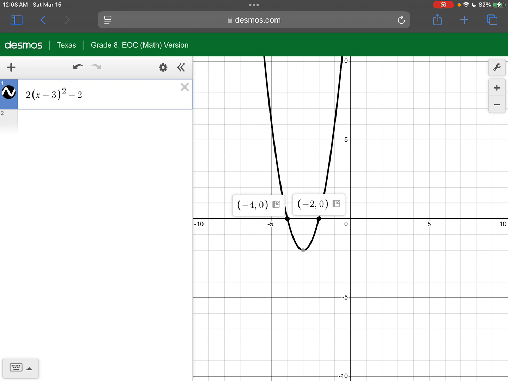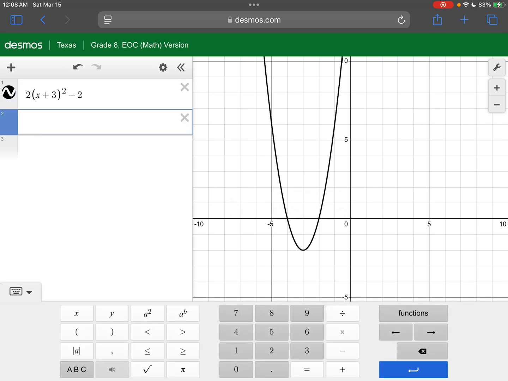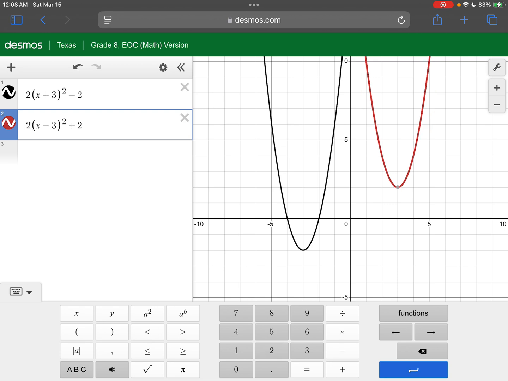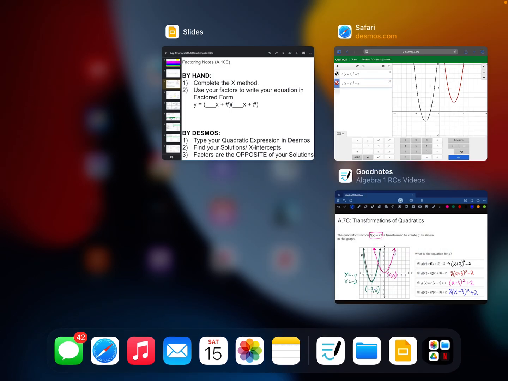So the correct answer was B, but let's make sure. Let's go to the next equation. It was x minus 3 squared plus 2. Nope, completely off the wall. And then let's just add a 2 in front of it. Nope. So the correct answer was B.